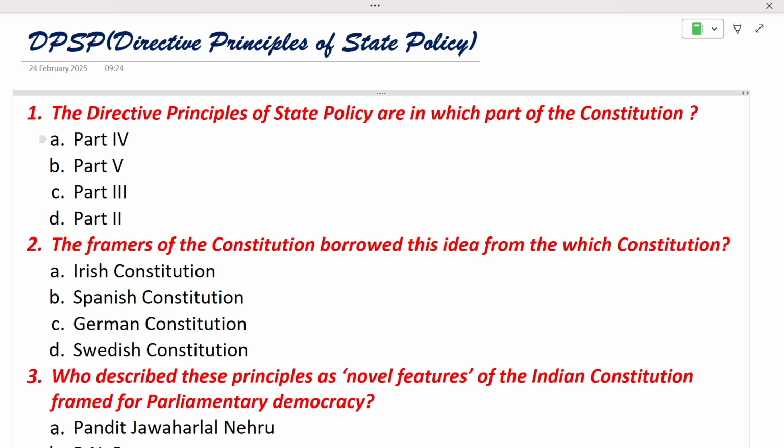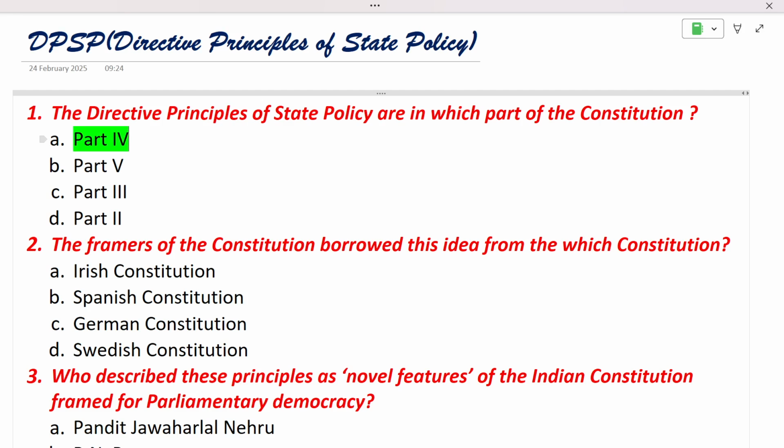The directive principles of state policy are in which part of the Constitution? Option A, Part 4, Option B, Part 5, Option C, Part 3, Option D, Part 2. So the answer is Option A.